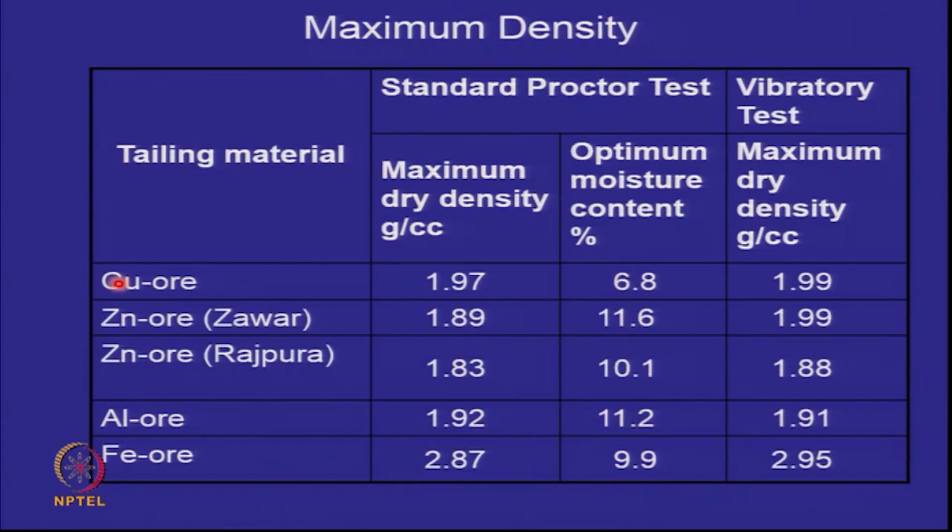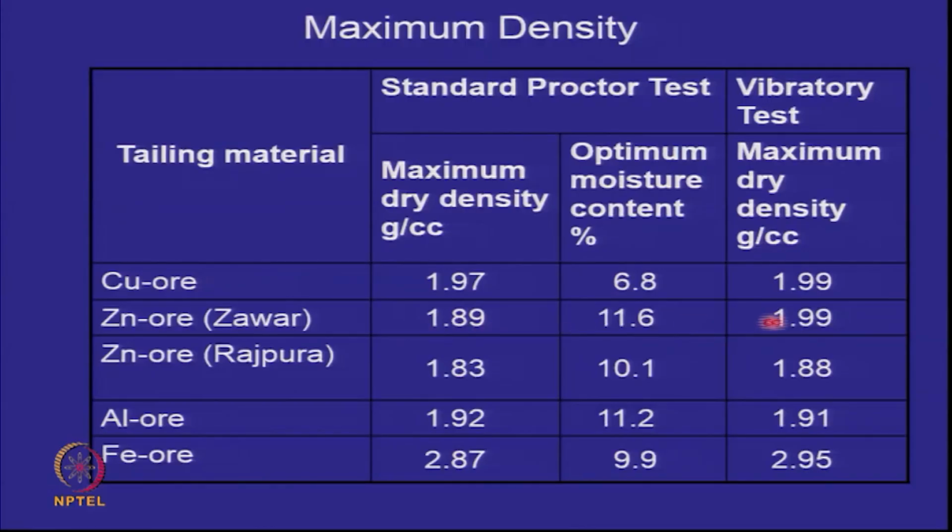If I take the same samples and I do the vibratory test, that means I put it on a vibrating table with a surcharge. You've done the relative density test in the laboratory, the minimum and maximum. So this is the relative density test. You do find that under vibrations, this 1.99 is similar to 1.97, but 1.99 is higher, 1.88 is higher. So in most cases, you'll find that vibrations have a beneficial effect on compaction of tailings.